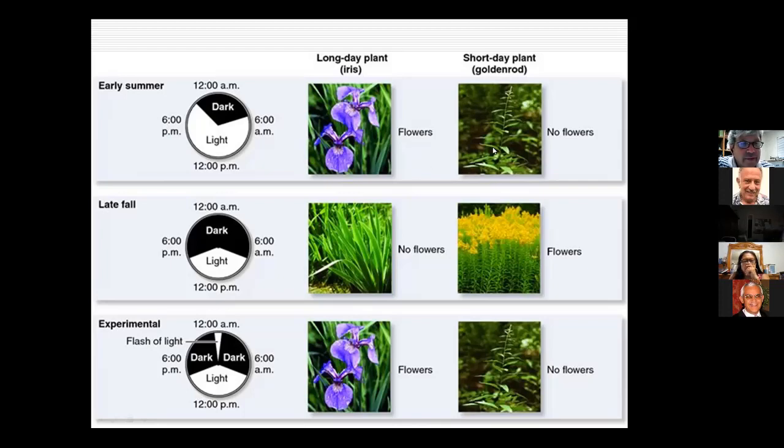Goldenrod's the exact opposite, just like a poinsettia. When the day is long in the summer and the nights are short, there's no flowers. As the days get shorter and we move past September into the fall and the early winter, you have long uninterrupted dark periods and you get flowering. If for some reason you interrupt that dark period, it won't develop flowers. So it's the breaking of the night period, the length of the night period, that's so important for these plants.